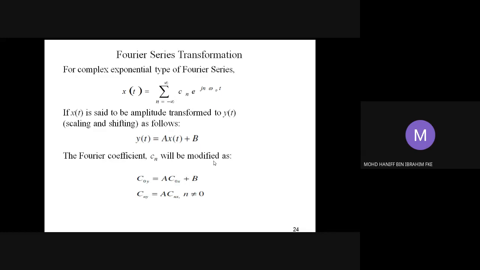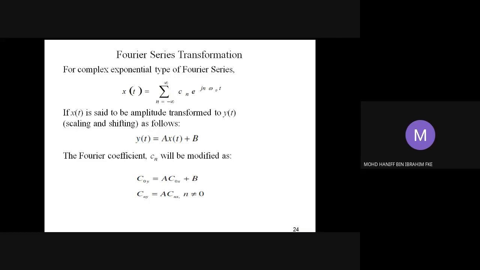This is the last part of lecture 7, which is the Fourier series transformation. If we have a complex exponential type of Fourier series, let's say we have x(t), which is a summation of n from negative infinity to positive infinity of c_n, in complex exponential form. Now, if x(t) experiences an amplitude transformation to a new function y(t), we can relate y(t) and x(t) by this equation. x(t) is the original function with this Fourier series in complex form, and y(t) is related to x(t) by a shifting of amplitude by b and scaling of amplitude by a. So y(t) equals a times x(t) plus b.